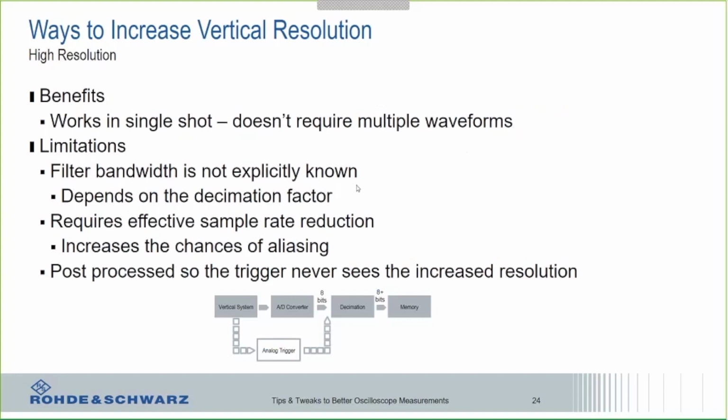And because essentially high res is a form of a filter, you may end up filtering out some signal content that you care about. It does require a sample rate reduction. So as I mentioned, we're using those extra sample points. And along with that, it does increase the chances of aliasing the signal. So if you reduce the sample rate too much, you could end up aliasing the waveform. And again, this is a post-process event, so the decimation occurs after the trigger. So again, the trigger wouldn't see that increased resolution.